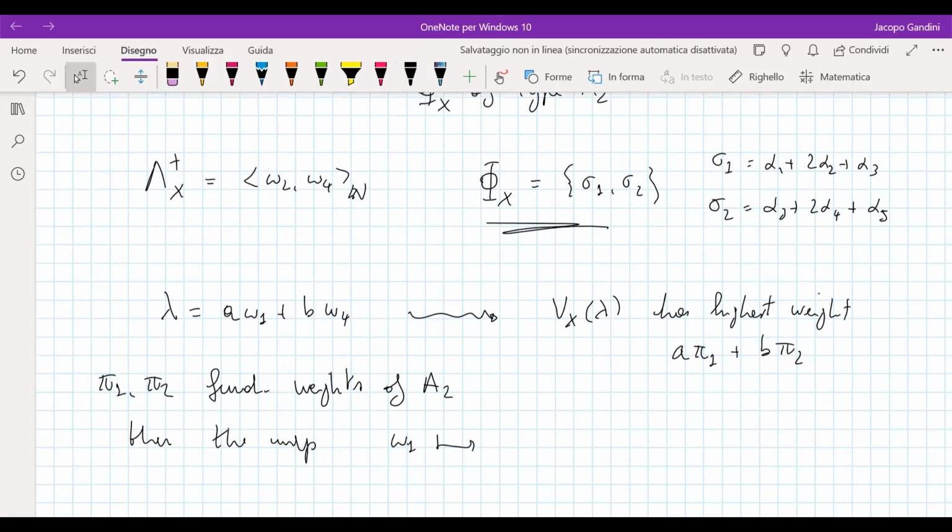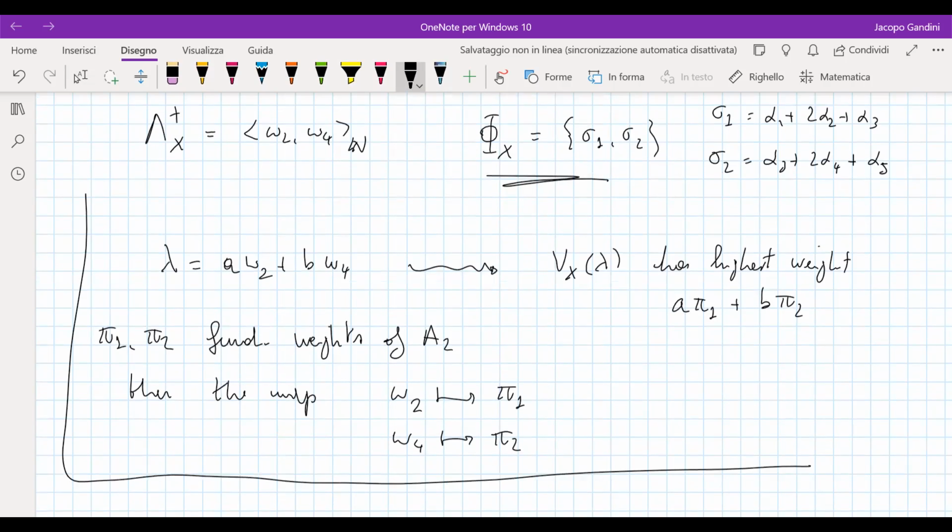Sorry, this was omega 2. So the map is: omega 2 goes to pi 1, and omega 4 goes to pi 2. Namely, omega 2 goes to the fundamental weight associated to sigma 1, and omega 4 goes to the fundamental weight associated to sigma 2. It's just a matter of checking the pairing.